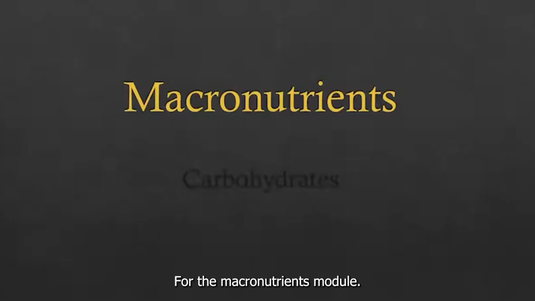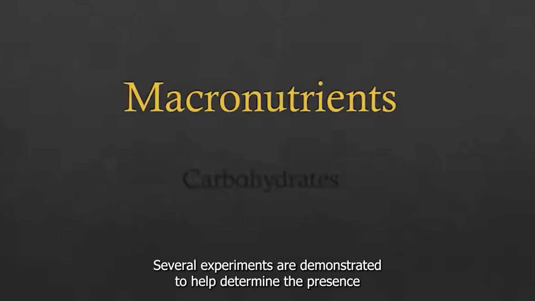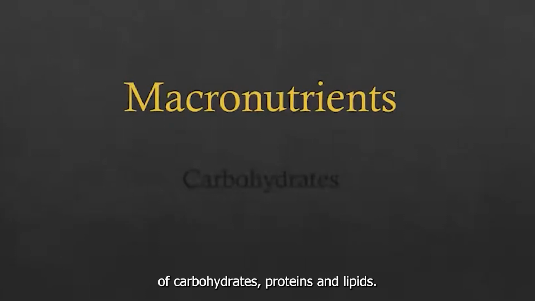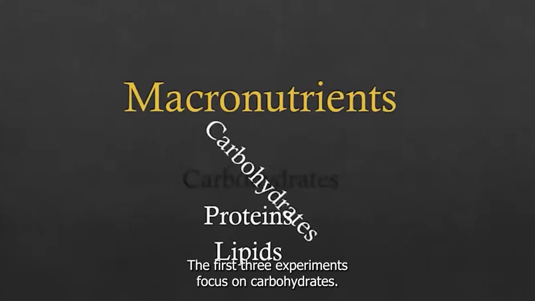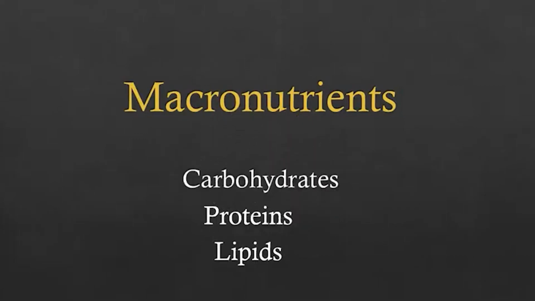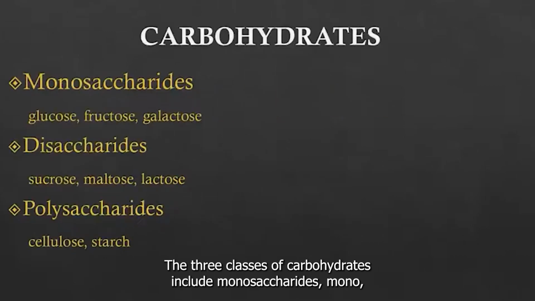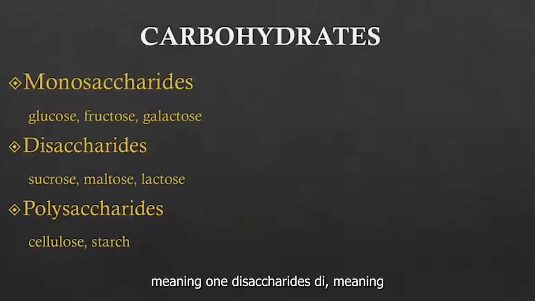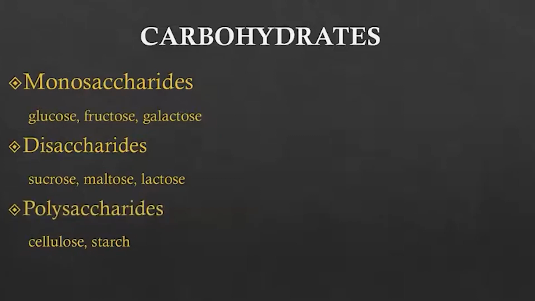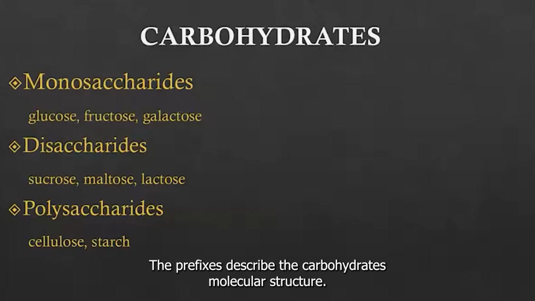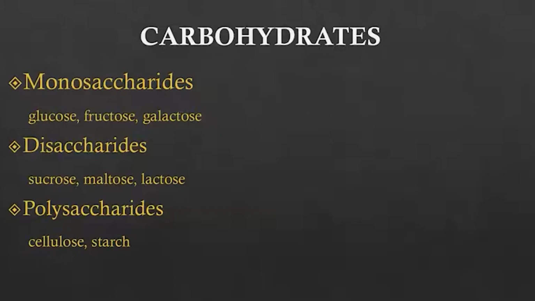For the macronutrients module, several experiments are demonstrated to help determine the presence of carbohydrates, proteins, and lipids. The first three experiments focus on carbohydrates. The three classes of carbohydrates include monosaccharides, mono meaning one, disaccharides, di meaning two, and polysaccharides, poly meaning many. The prefixes describe the carbohydrate's molecular structure.